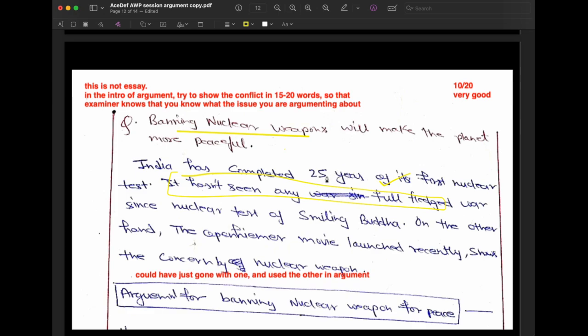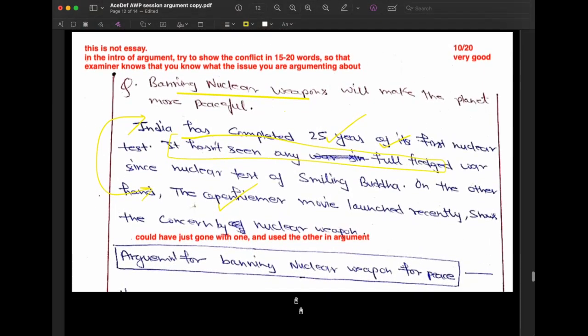Now the candidate has already shown one relevance by 25 years. Why are you drawing another relevance? Because you are writing two things and you are wasting your time, your space and your mental occupation. Why? Because you get marks for writing the argument, not for writing intro. One intro itself is fine. Like the evaluator has given it over here. That is very correct what the evaluator has said.